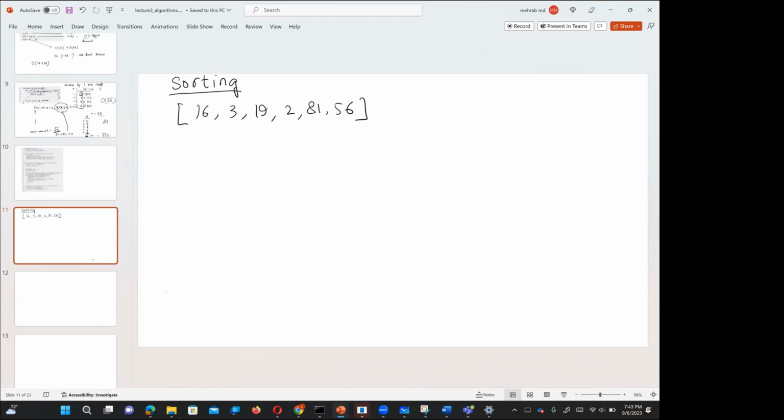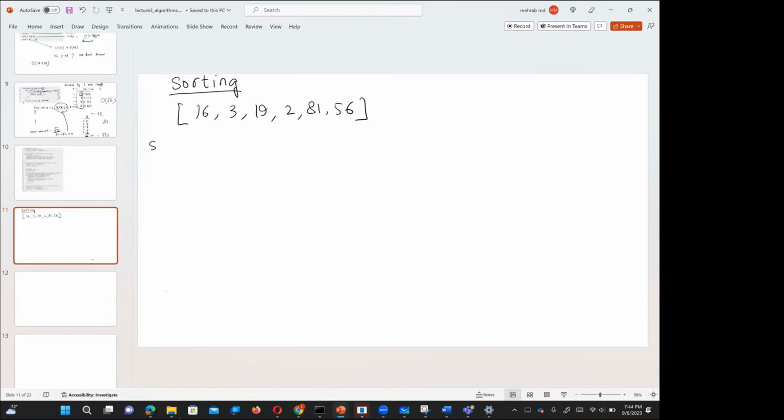So we are trying to sort it in ascending order. That means from smallest to the largest. First, comparing the first element with the other elements and swapping it if it finds the other element is less than it. Okay, we can do that.